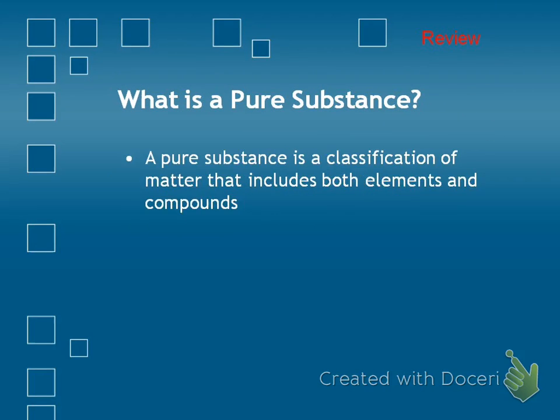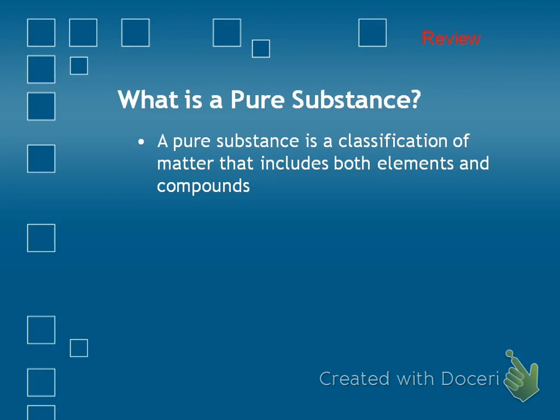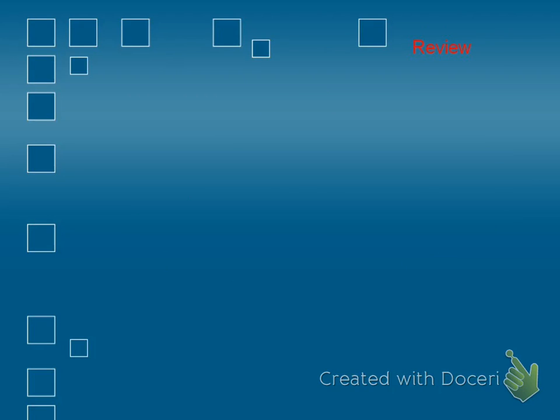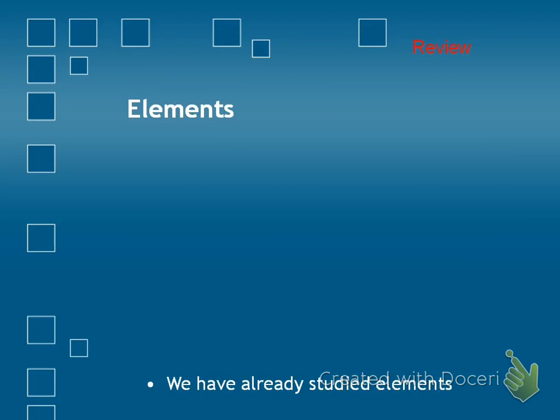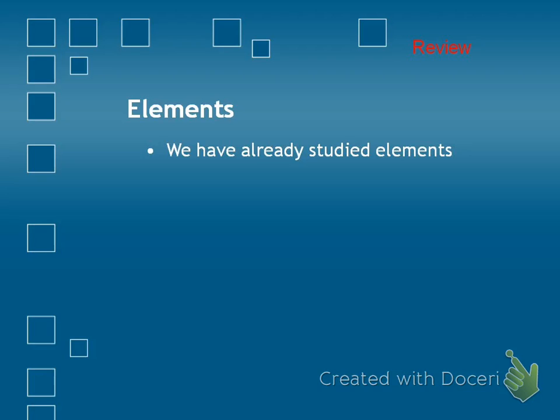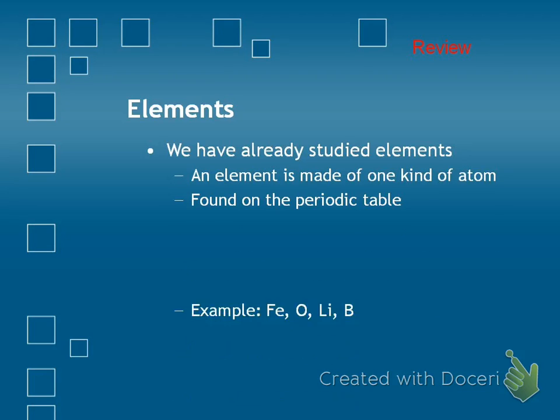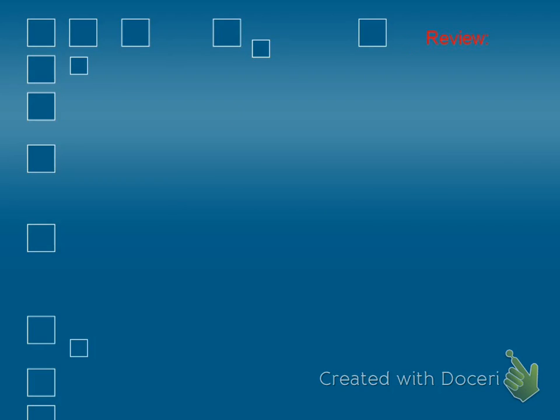So, pure substances is a classification of matter that would include both elements and compounds. They cannot be separated or broken down by distillation, like removing the solids from the solution, filtration, or separating out the colors. Now, an element is made of one kind of atom. It's found on the periodic table. So again, iron, oxygen, lithium, boron would be examples of elements.